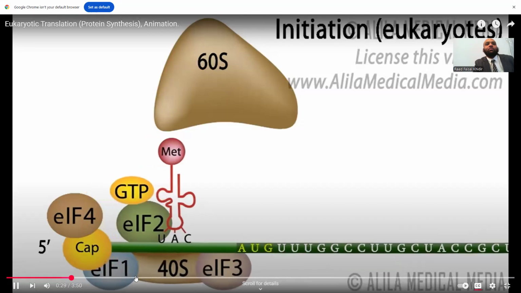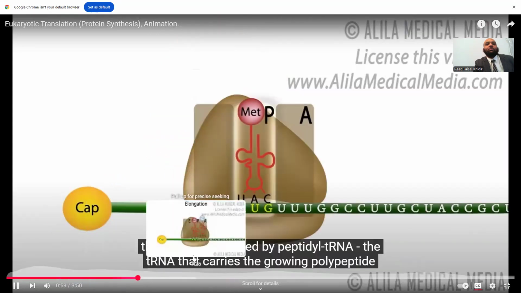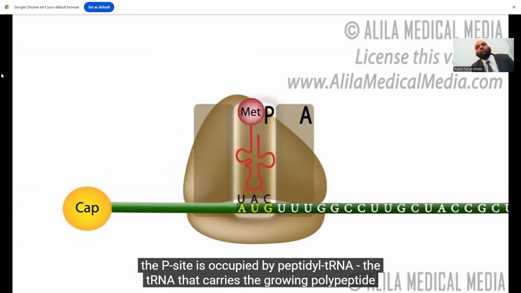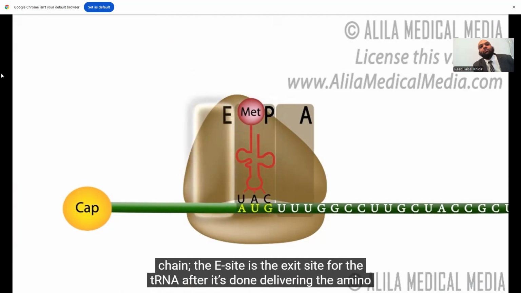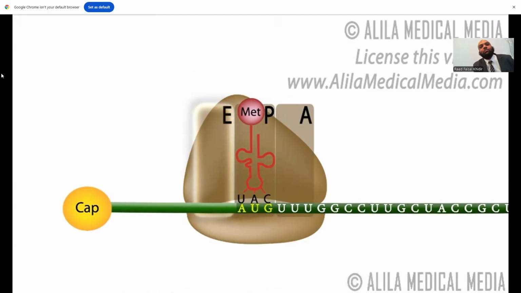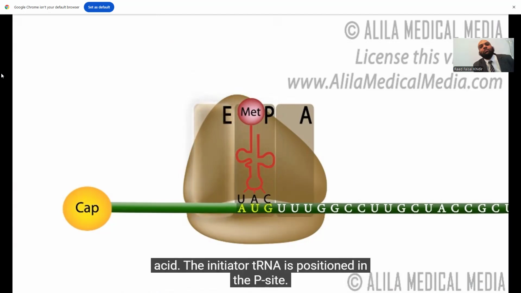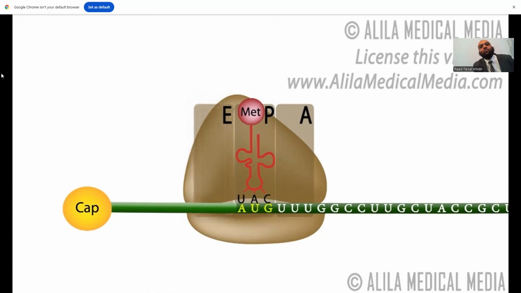AUG. The tRNA that carries the growing polypeptide chain. The E site is the exit site for the tRNA after it is done delivering the amino acid. The initiator tRNA is positioned in the P site.